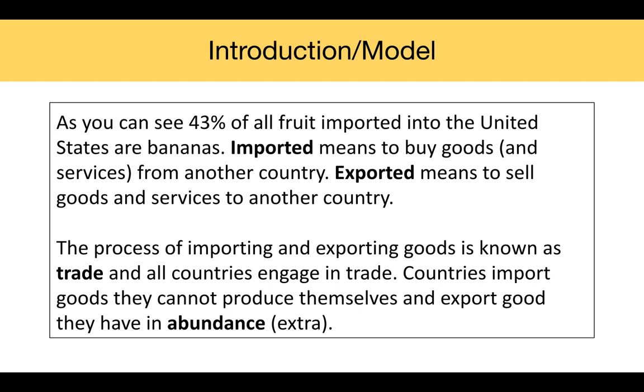It says, as you can see, 43% of all fruit imported into the United States are bananas. Imported means to buy goods and services from another country. Exported means to sell goods and services to another country. The process of importing and exporting goods is known as trade, and all countries engage in trade. Countries import goods they cannot produce themselves and export goods they have in abundance, or extra. Again, some bolded words here: imported, exported, trade, abundance. And again, you can use this Frayer Model to break these words down.